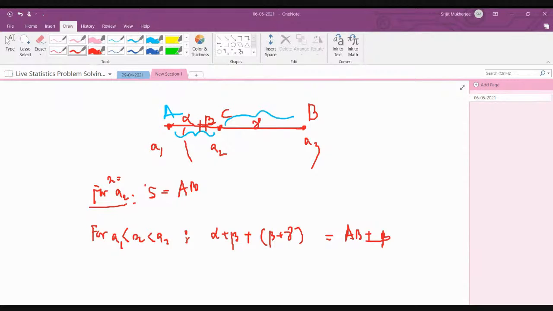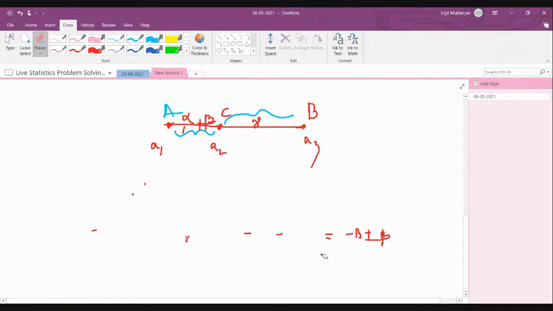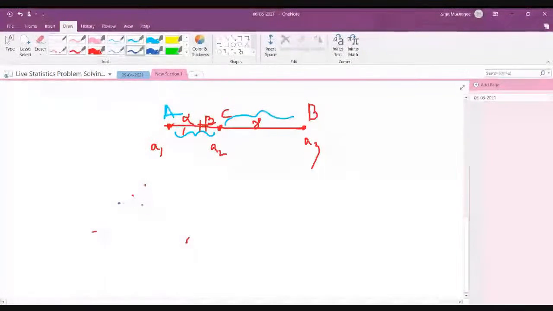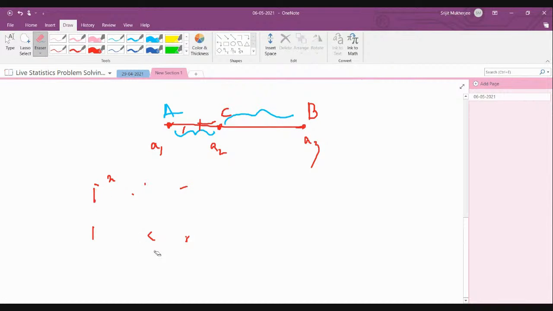Yes, sir. So what you did, AC equals AB, and then I didn't get this section actually. Okay, I will prove it again. Let me rub this off. We get the following, guys.